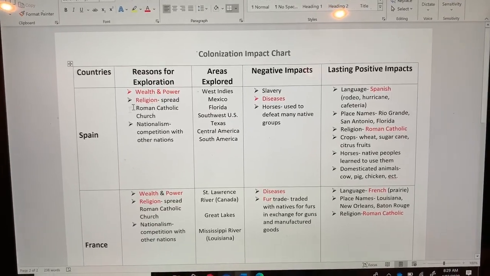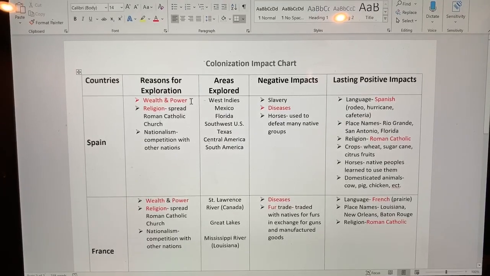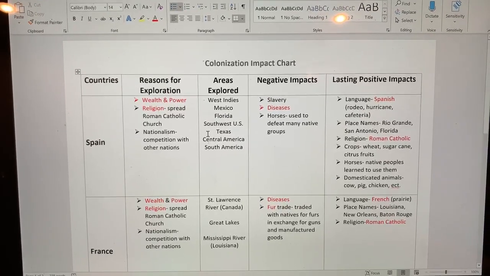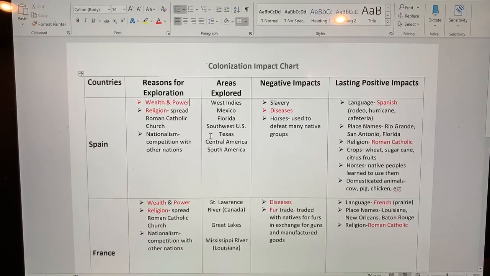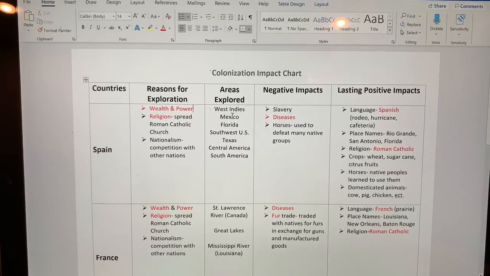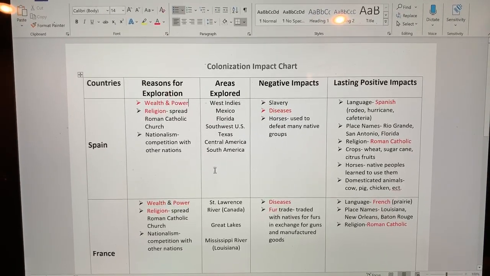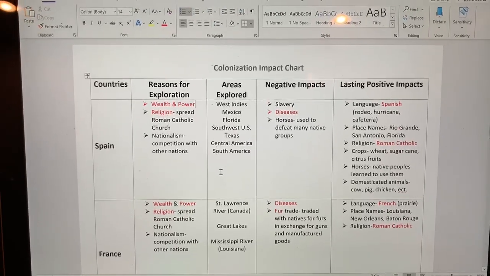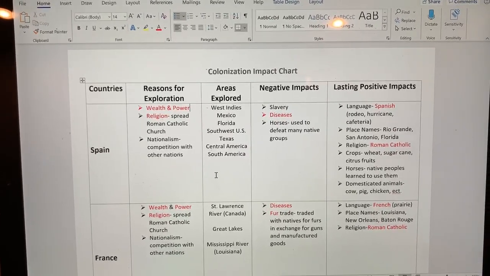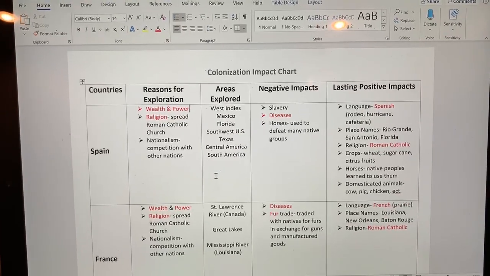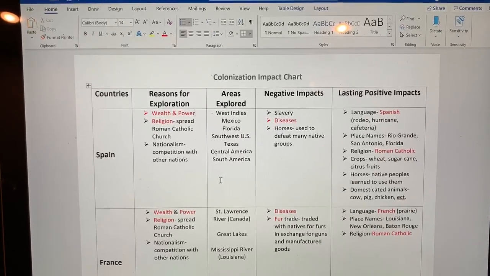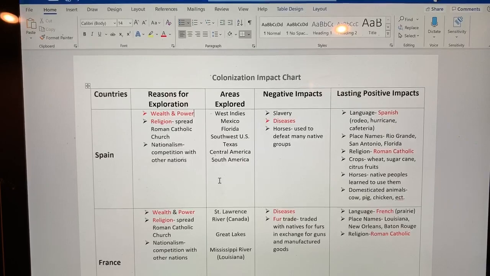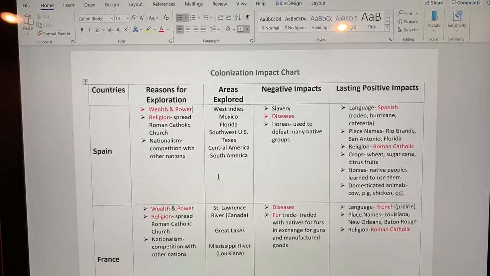Let's start with Spain. So reasons for exploration, the big ones right here: wealth and power. Wealth is money. We know that, especially in some of these areas, Mexico, Central and South America, there was a lot of gold and silver. And the Spanish took advantage of that. They gained tremendous wealth from gaining that gold, taking it back to Europe, and being able to buy lots of things with it.